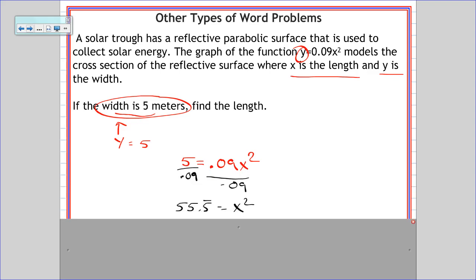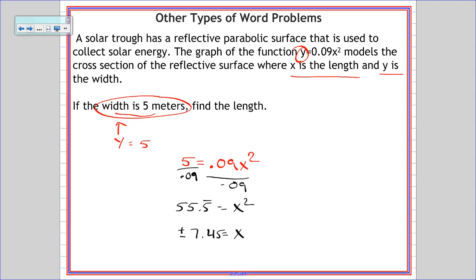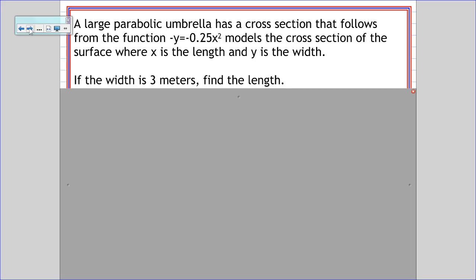and that's going to give me 55.5 repeating as x squared. And then I'm going to take the square root. Now when I do that, I would normally get plus or minus about 7.45. But I'm talking about length and width here, and it doesn't make sense for me to have that negative answer. So my answer is just going to be 7.45 meters. Okay, just 2 more problems for us to do.